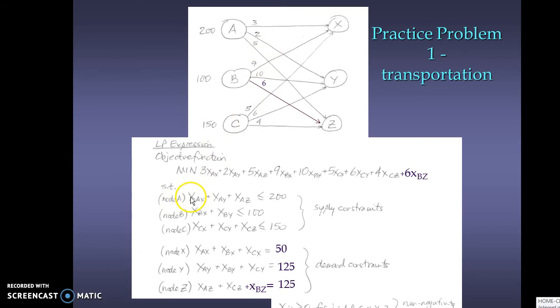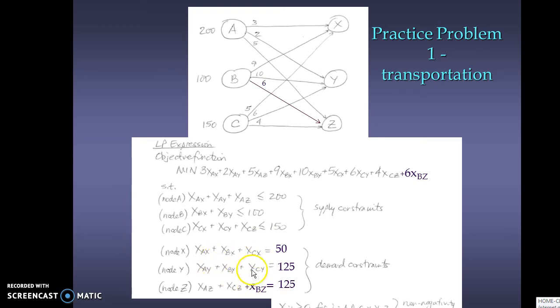And each of the constraints defined for that node is the path from A to X, A to Y, A to Z. So X of AX, X of AY, X of AZ must be less than or equal to the supply available at that supply node. Node B has the same. Mea culpa, I left a decision variable out here. That would be X sub BZ.